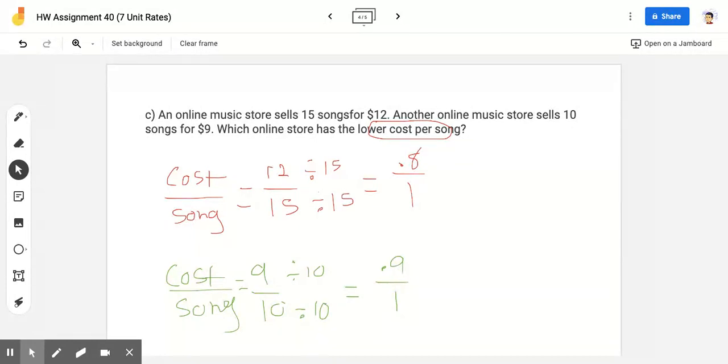They're asking us which online store has a lower cost per song, and it looks like the first one does. So we'll say the first store has a lower cost per song because it's 80 cents a song and the second store is 90 cents a song. All right.